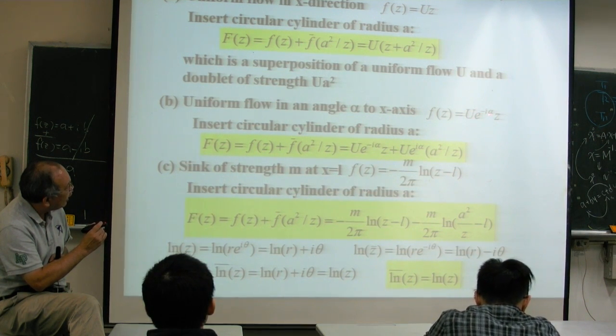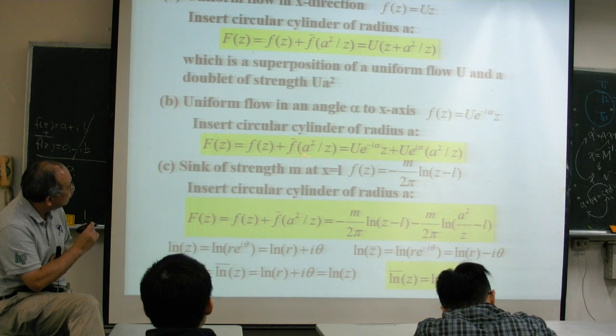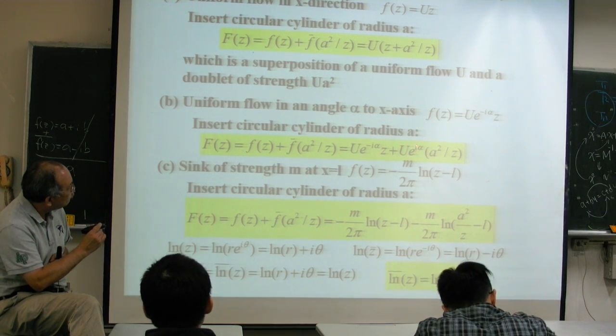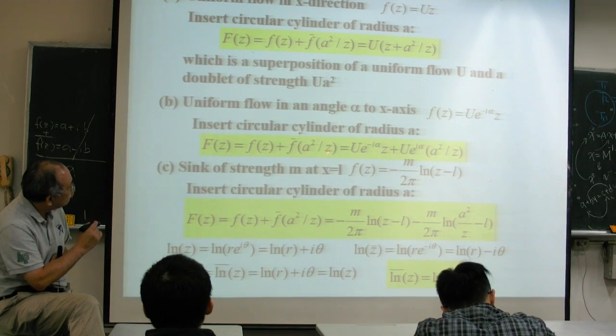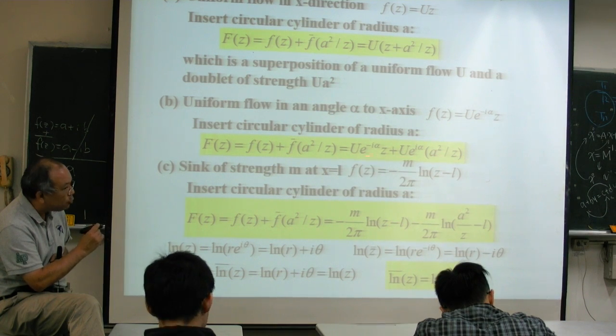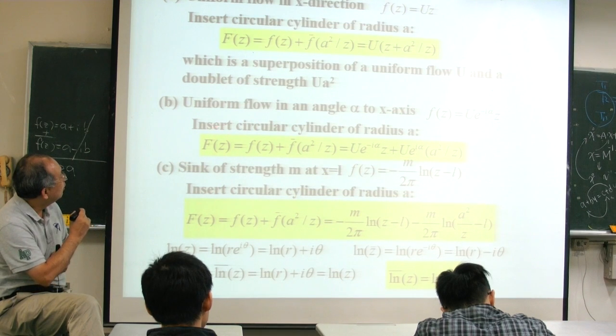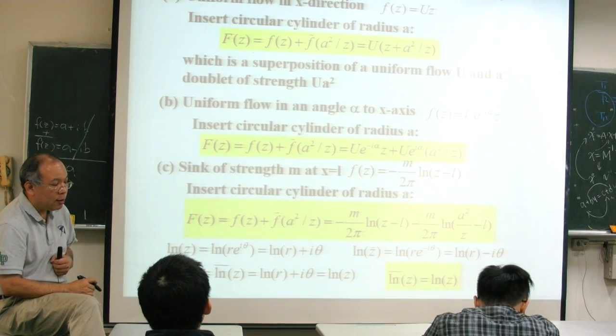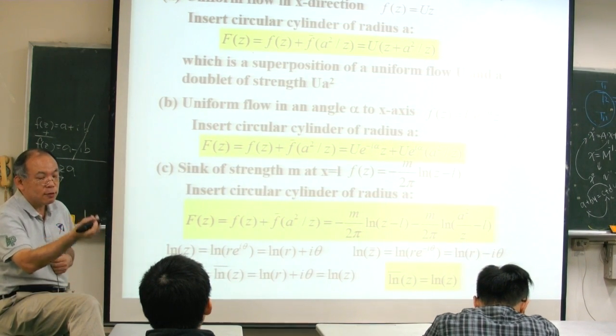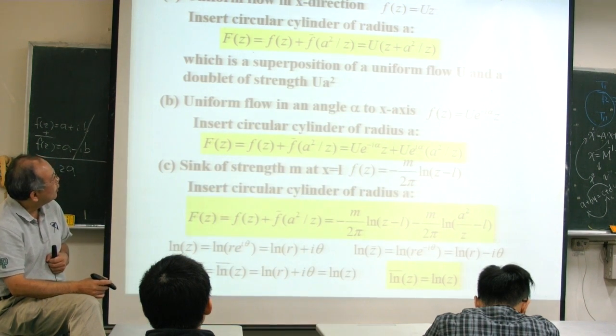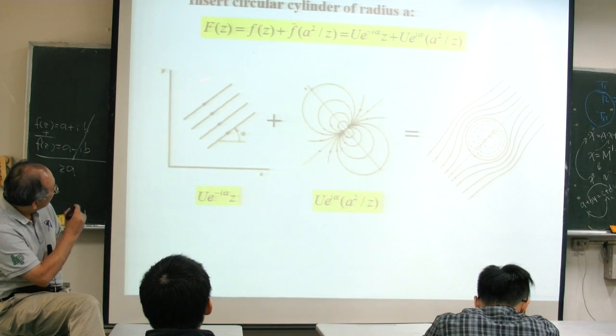U is potential, I alpha. However, this Z should be changed to this. So U is potential, I alpha, and Z changed to a squared over Z. So just sum these two. Okay, this just gives you the flow over a circular cylinder with angle of attack. So that will be the sign of that.